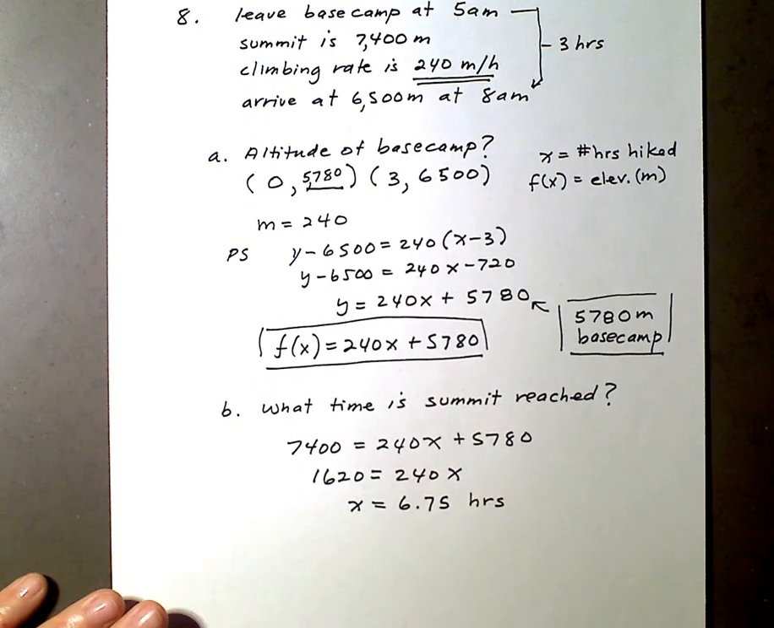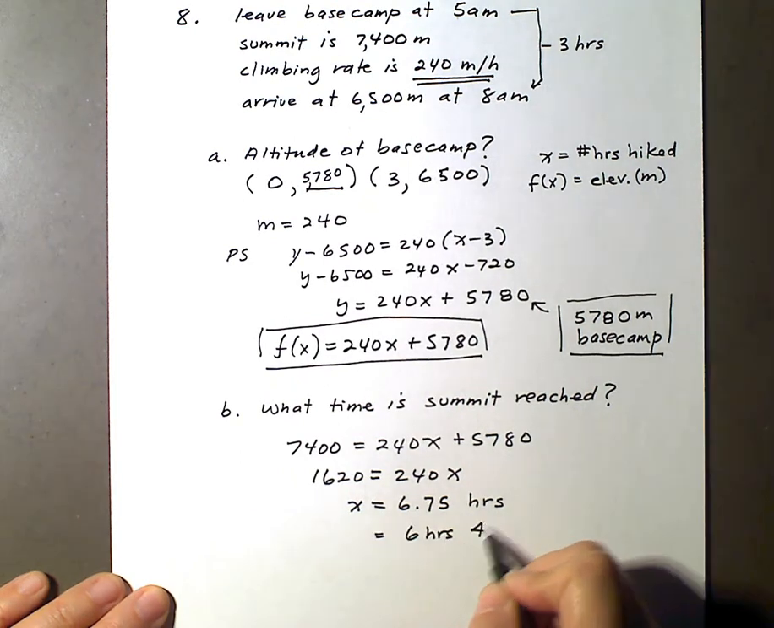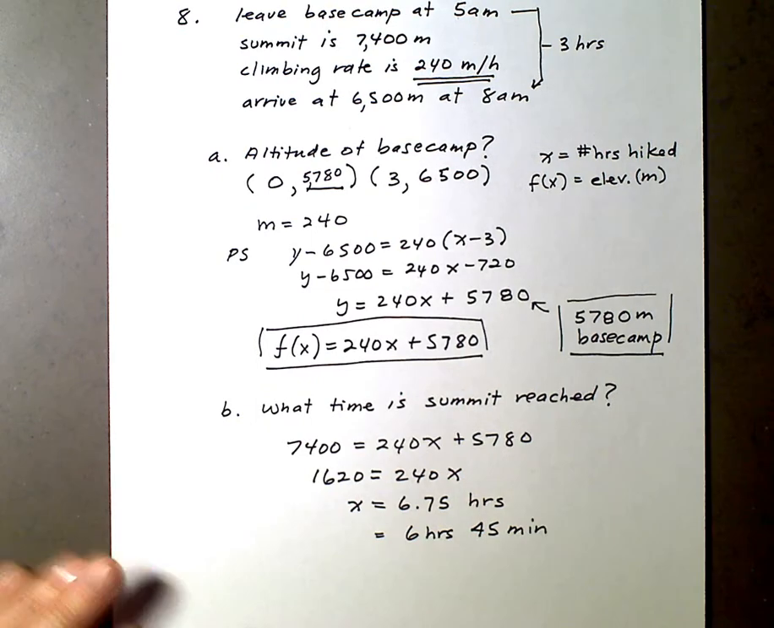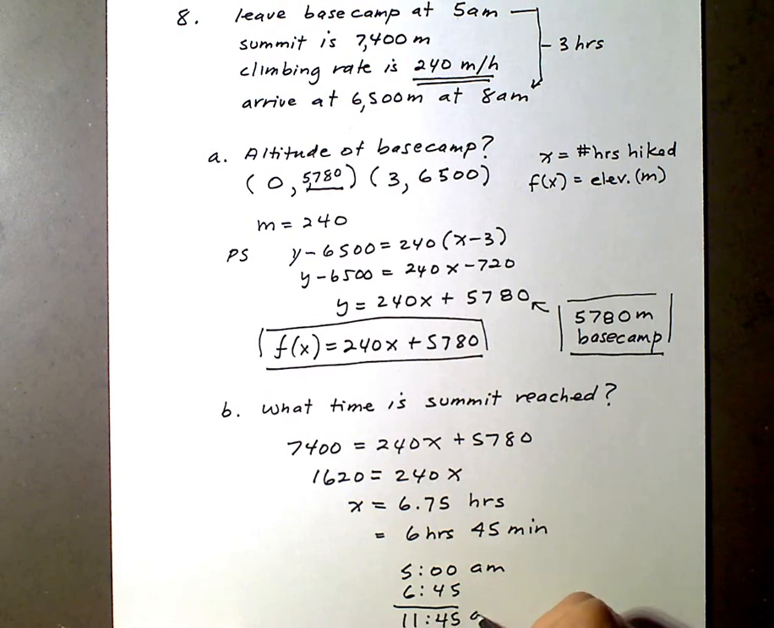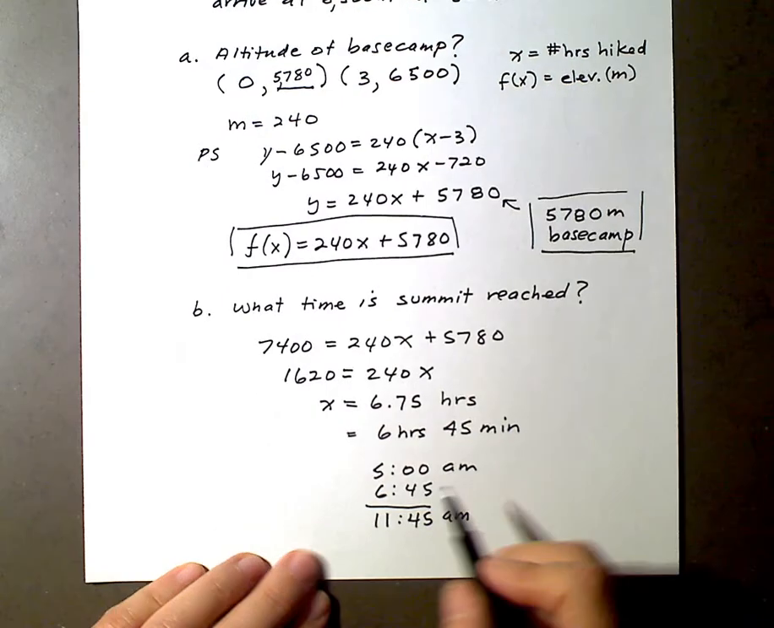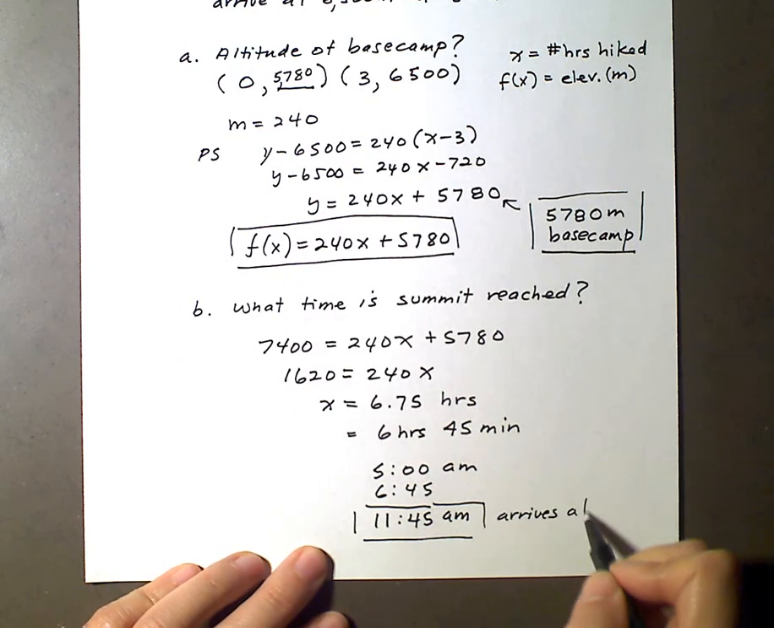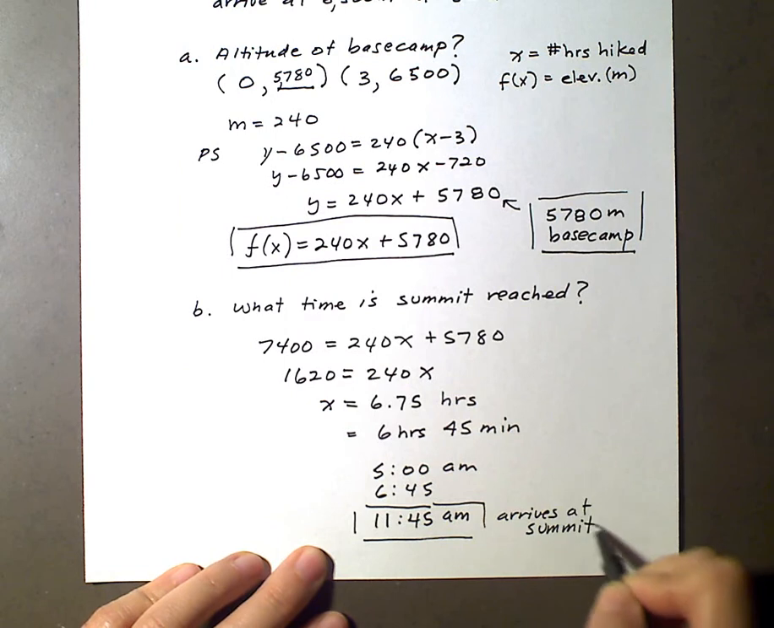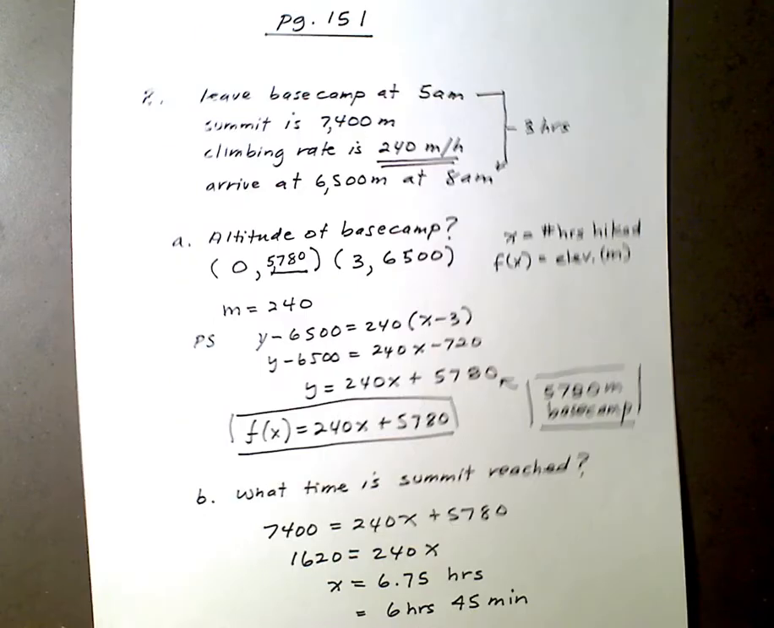6 3/4 hours is 6 hours and 45 minutes, right, 45 minutes is 3/4 of an hour. So if he left at 5 a.m., and he's going to add 6 hours and 45 minutes to that, it will be 11:45 a.m. after 6 hours and 45 minutes of climbing that he arrives at the summit, or she. So that's a way that you can do problem number 8 on page 151.